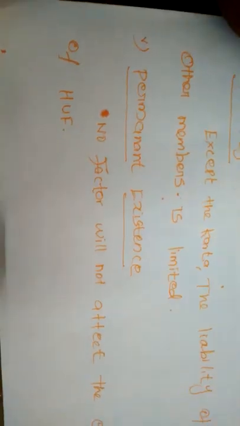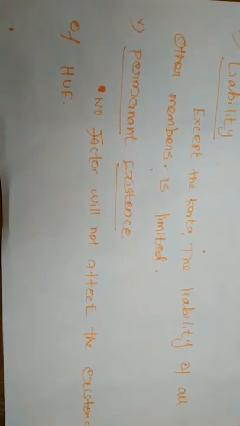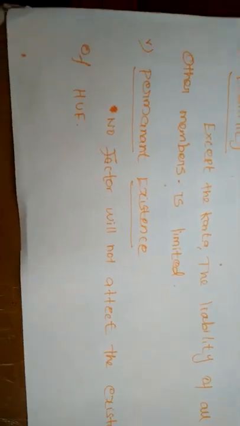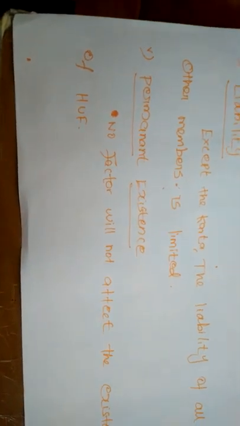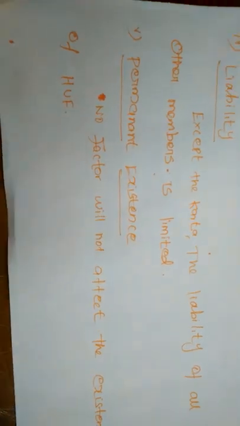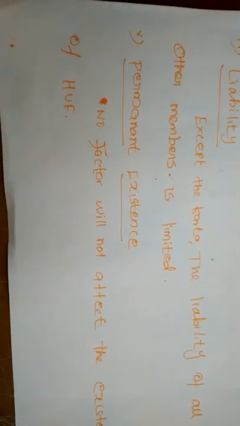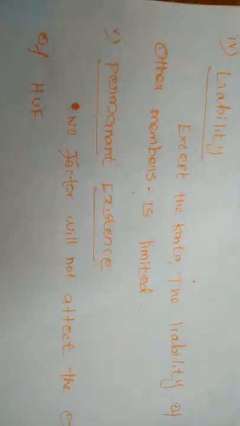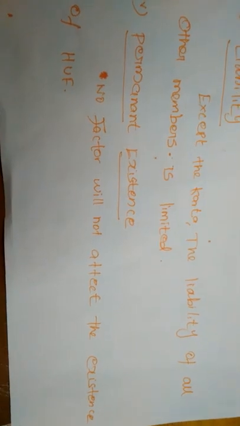Next, permanent existence. No factor will affect the existence of the Hindu undivided family organization. No factor means the death of a member, the death of the Karta, the lunacy or the insolvency of the members; none of these will bring the organization to an end. Even if a member dies or becomes a lunatic, or the organization becomes insolvent, all other members, or even only one member, can continue this business organization.